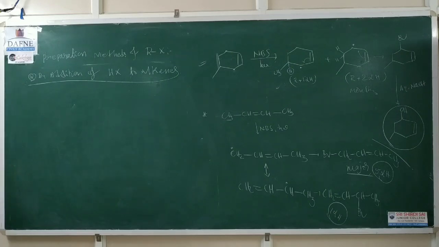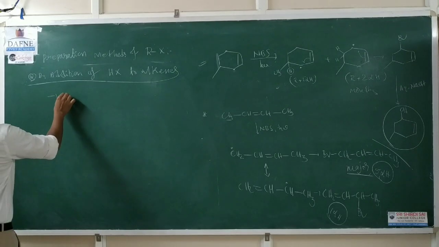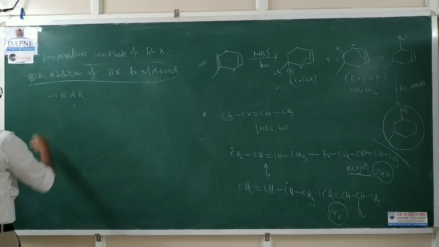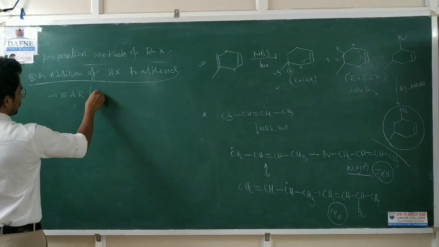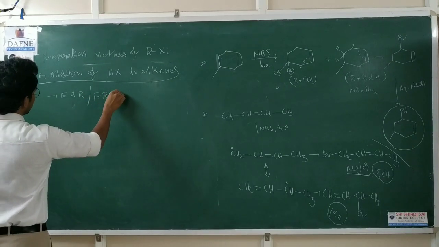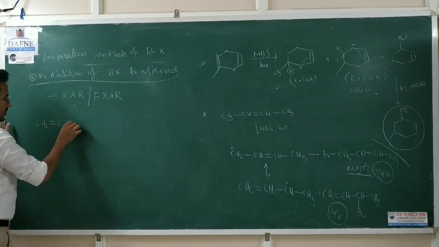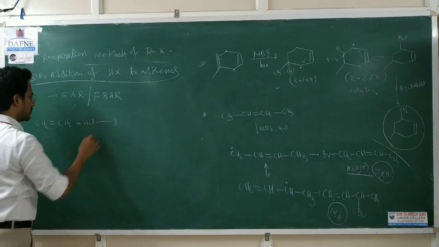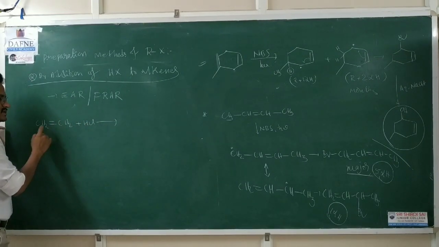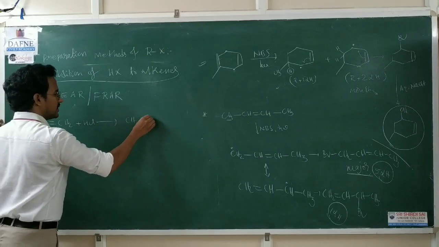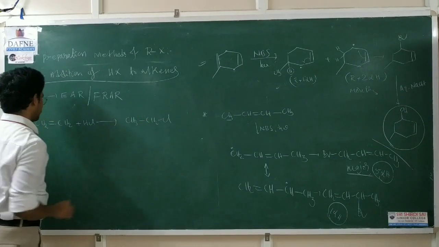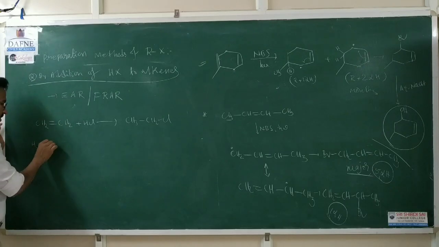So alkenes are converted by addition reactions. Which type of addition reactions? Electrophilic addition reactions or free radical addition reactions. Suppose I am treating ethene with HCl. What is the product? H is added to one carbon, Cl is added to the other carbon: CH3CH2Cl.